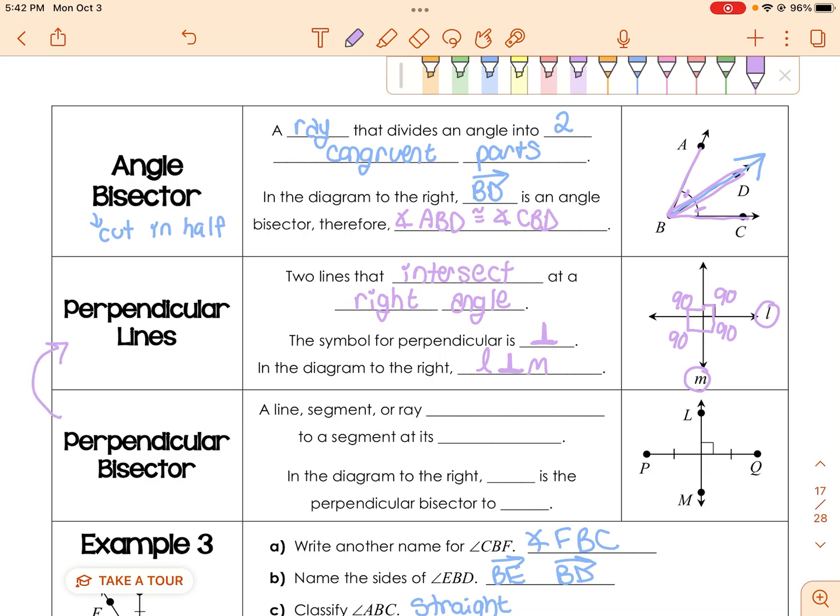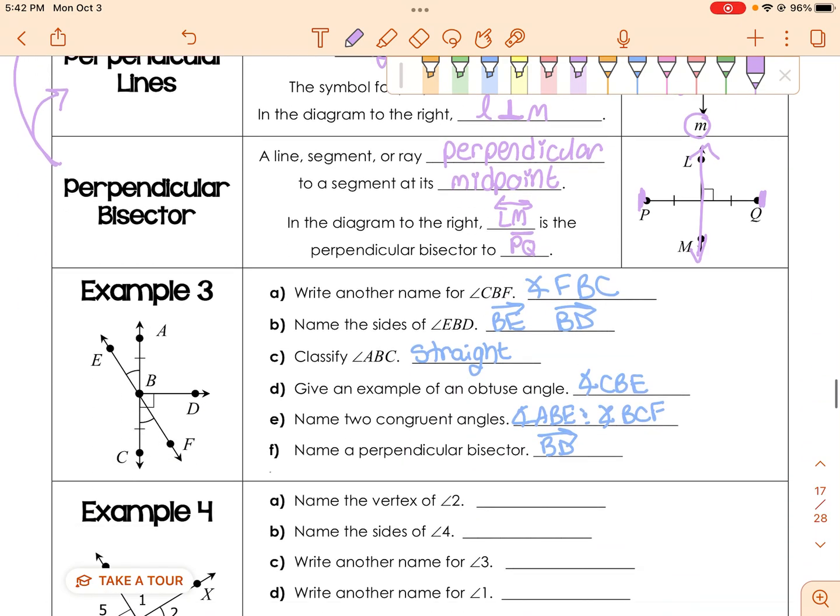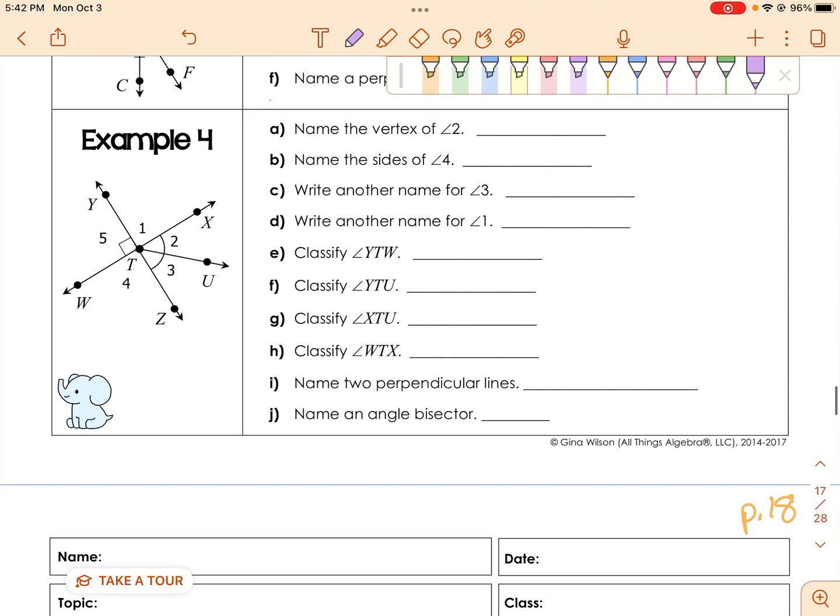A perpendicular bisector is something where the lines will meet at right angles and one of the lines will cut the other one in half. So it's a line, a segment, or a ray perpendicular to a segment at its midpoint, because it should be cut in half. So in the picture here, line LM is cutting line PQ in half. So LM is the perpendicular bisector to the segment PQ. And be careful with your notation.